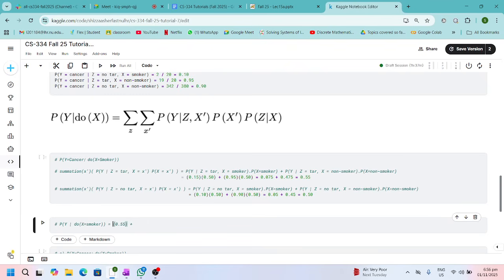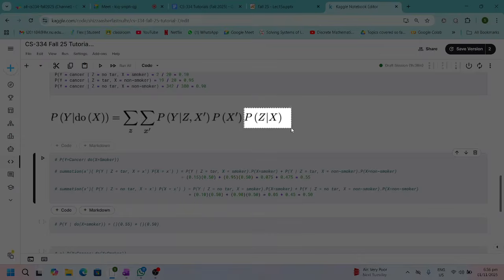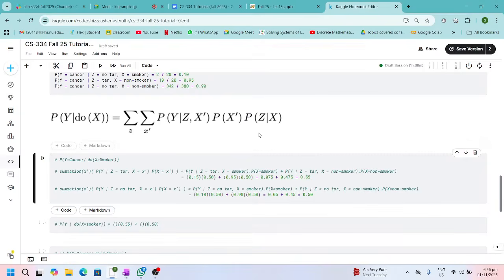plus 0.50. I will just quickly tell you what I have done right now. The two values that I computed above, this 0.55 and 0.50. Since I have to do a summation, I have just written both of them down over here. So let's reiterate what else is included in the summation, which is multiplied by them. Probability z given x, we have to do this as well.